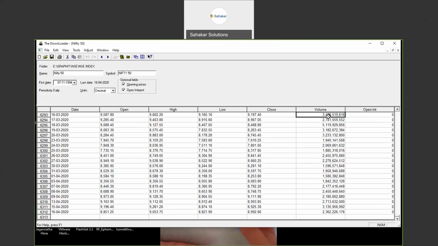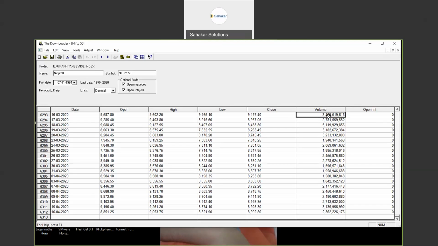And there is one additional column called open interest, which is not applicable to this particular script or index because it is cash Nifty. Open interest is not reflected here. Open interest is more concerned with futures and options. So let us leave that apart.